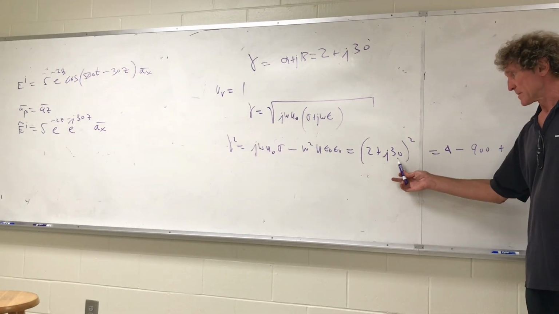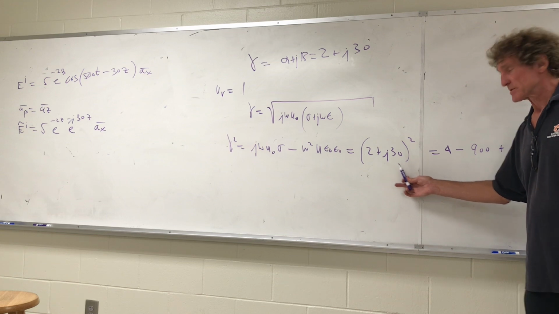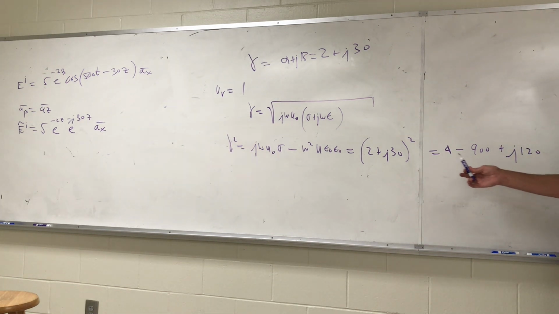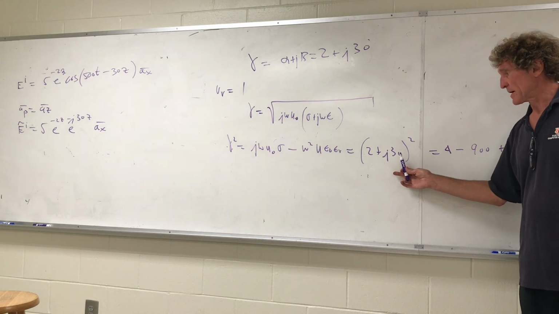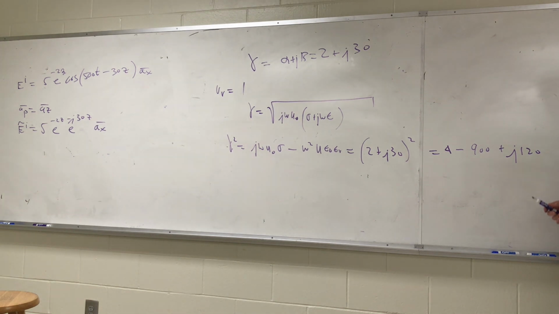2 squared is 4. The last term, minus j 30 squared. Minus j squared, 30 squared is 900, so that's this term. Then you have to have 2 times this inner product. So I have 2 times 2 is 4 times 30, and that's going to be plus j120, right?